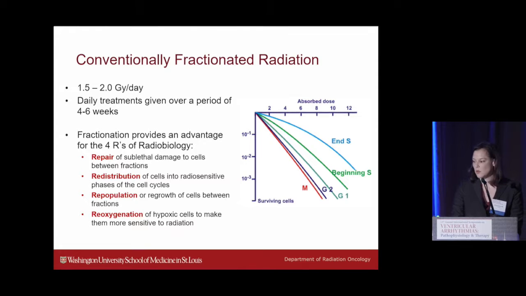Radiation therapy will cause cells to redistribute into more radiosensitive phases of the cell cycle, such as mitosis and G2, when DNA is open and more susceptible to injury. Tumor cells can repopulate between fractions, and additionally, as tumors shrink, the hypoxic cores of tumors can become reoxygenated and more sensitive to radiation therapy.